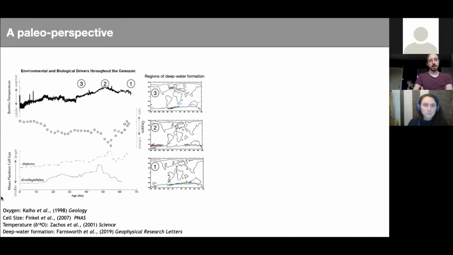So we can also measure characteristics of the plankton in sediments. This one paper characterized the mean size of two different groups, diatoms and dinoflagellates. And we see that those actually change with time. So in the early Cenozoic, these plankton were much larger. So this might have implications for the biological pump.